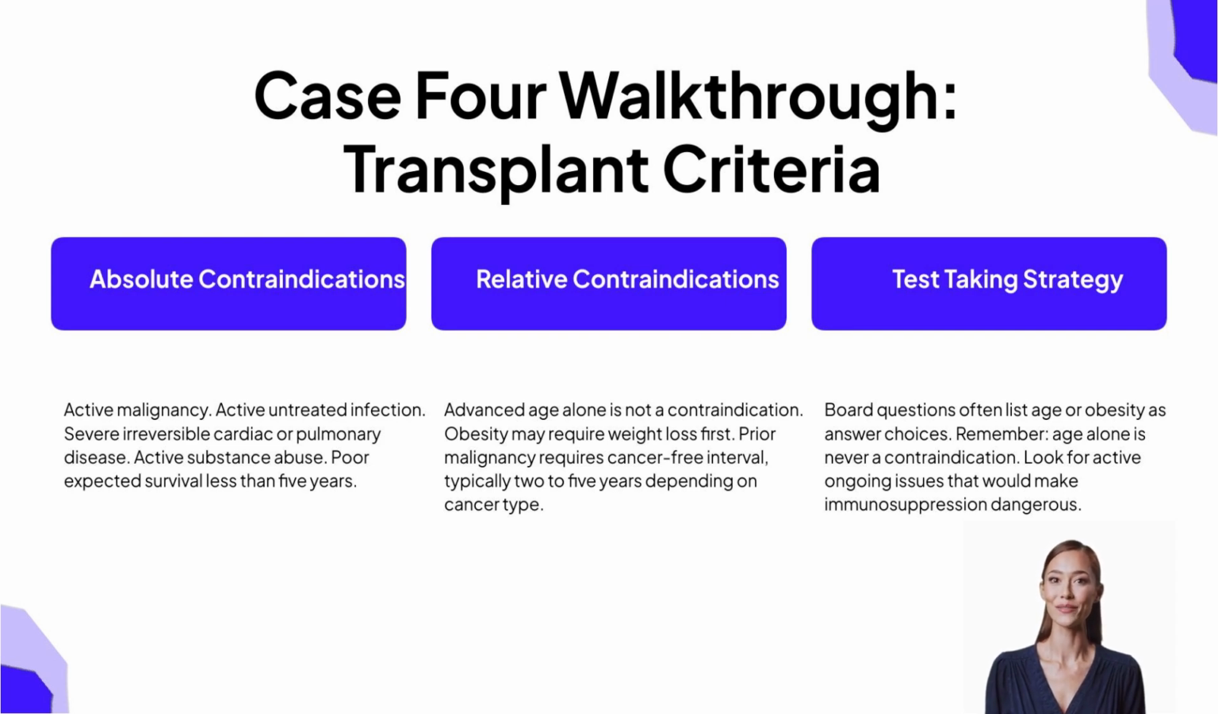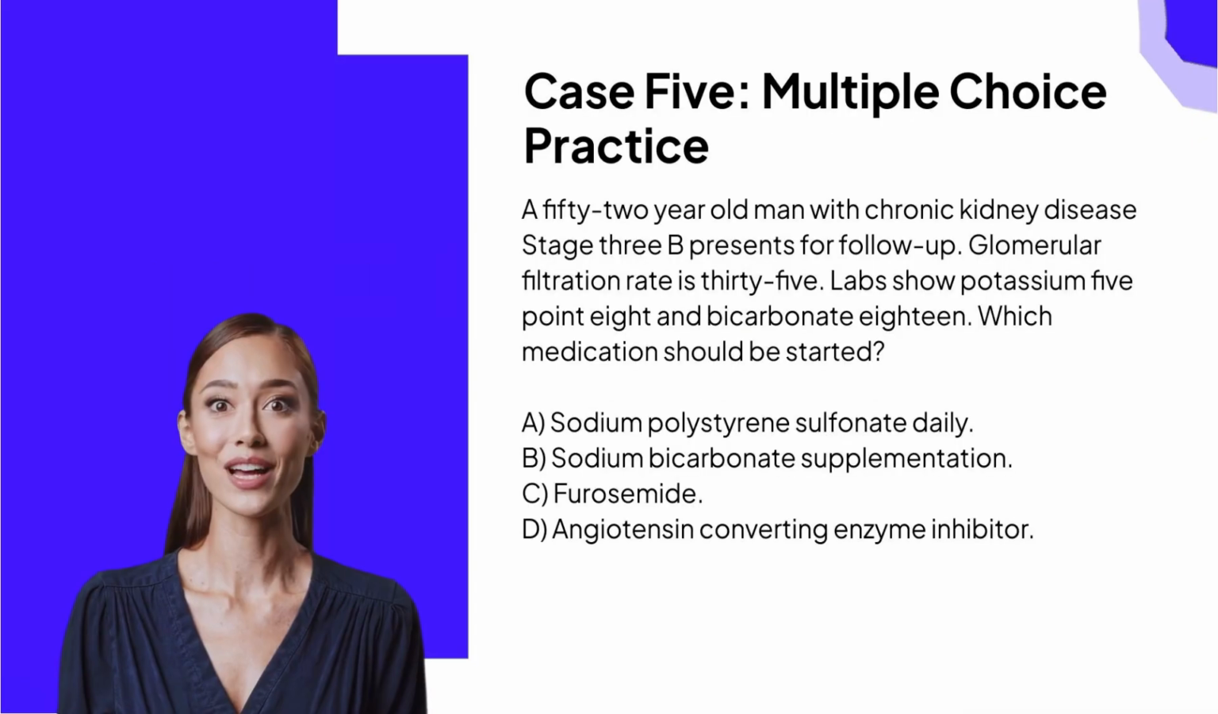Test-taking strategy. The exam will often dangle advanced age or obesity as answer choices to tempt you. Remember, age alone is never a contraindication. Look for the choice that represents an active, ongoing issue that would make chronic immunosuppression dangerous. That is your answer. Our final case.